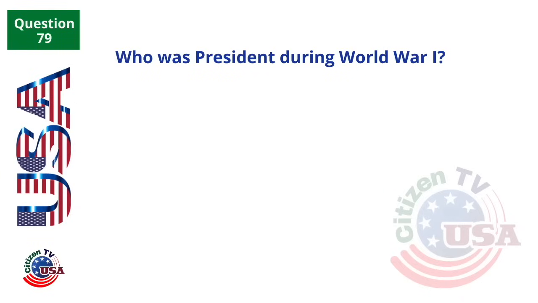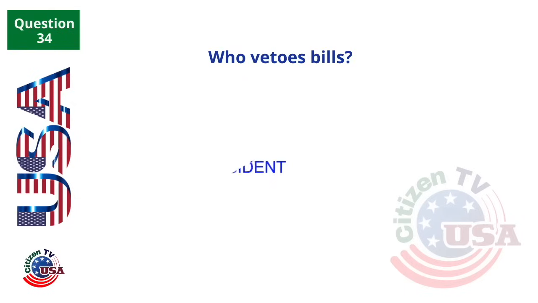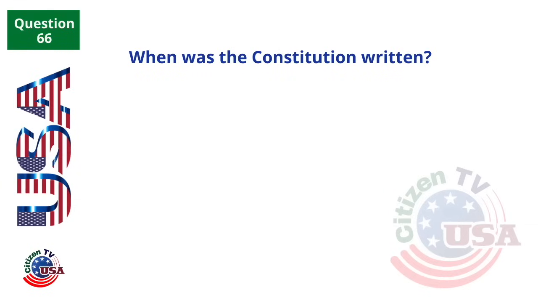Who was president during World War I? Woodrow Wilson. Name one U.S. territory. Guam. Who vetoes bills? The president. When was the Constitution written? 1787.